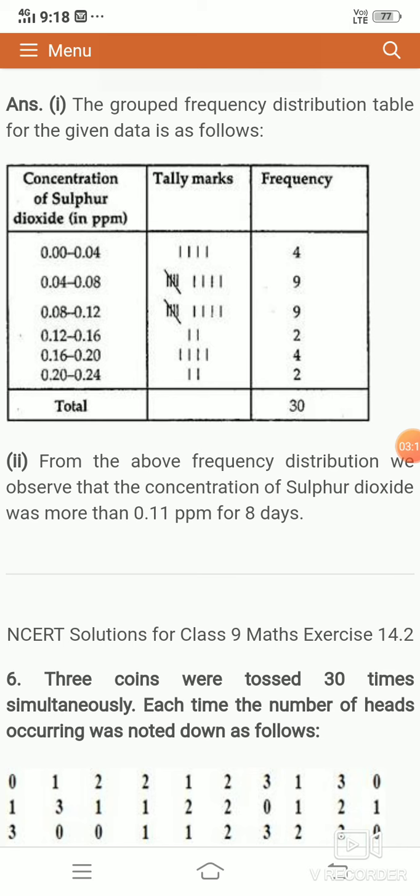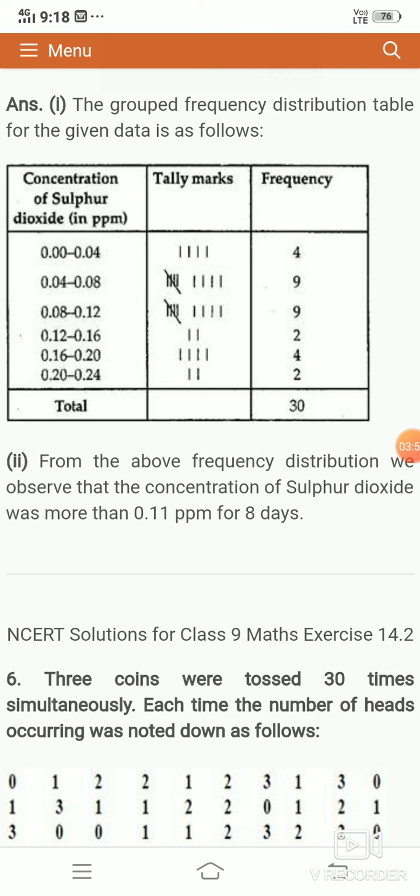Finally count the total frequency, it's also 30. From this table we can analyze. In the frequency distribution, we observe the concentration of sulfur dioxide was more than 0.11, that is after 0.11, meaning from 0.12 to 0.24. So 2 plus 4 plus 2, that is 8. From this table we observe the last 3 data, 2, 4, 2. So finally the addition is 8.